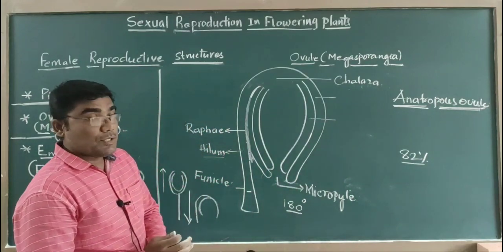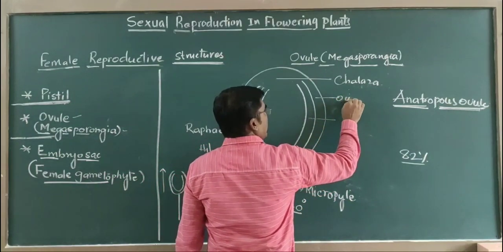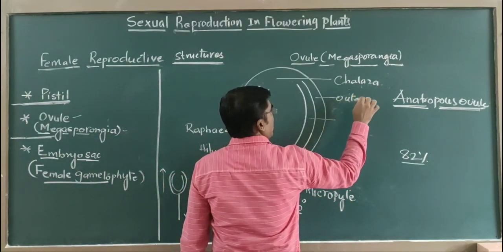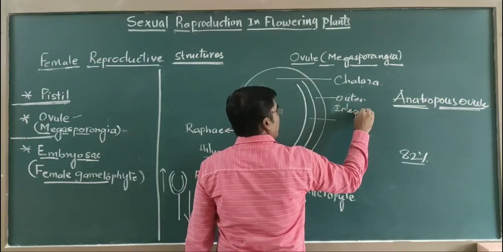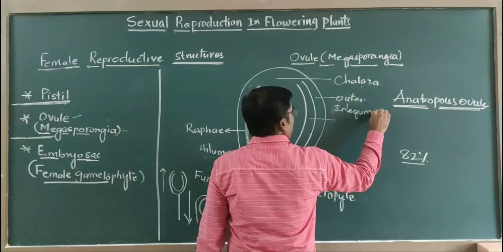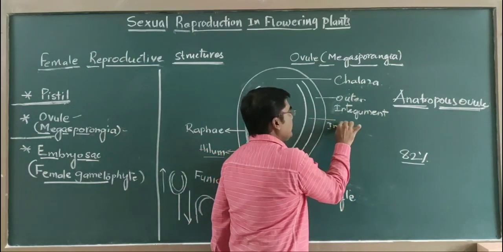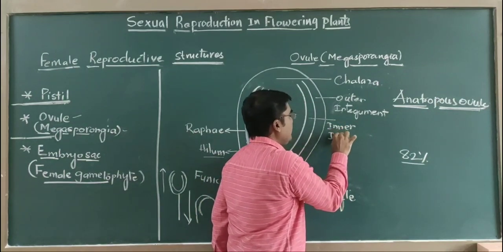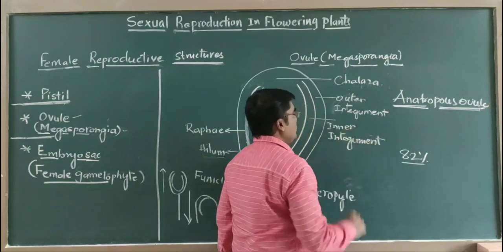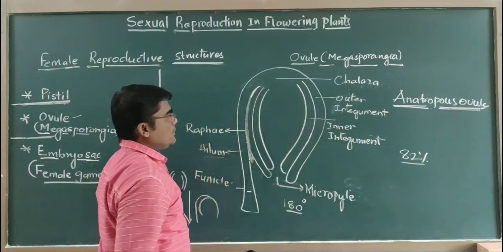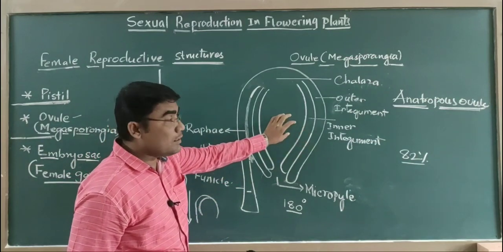These are protective layers. This is outer integument and of course this is inner integument. Integuments are the protective coverings, protective layers present in the ovule.